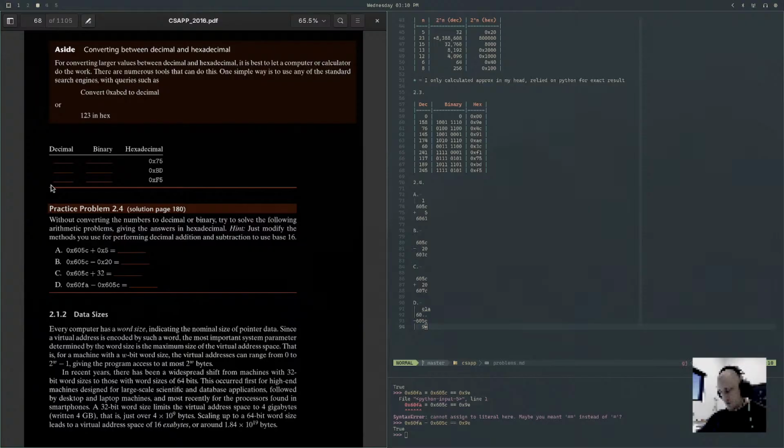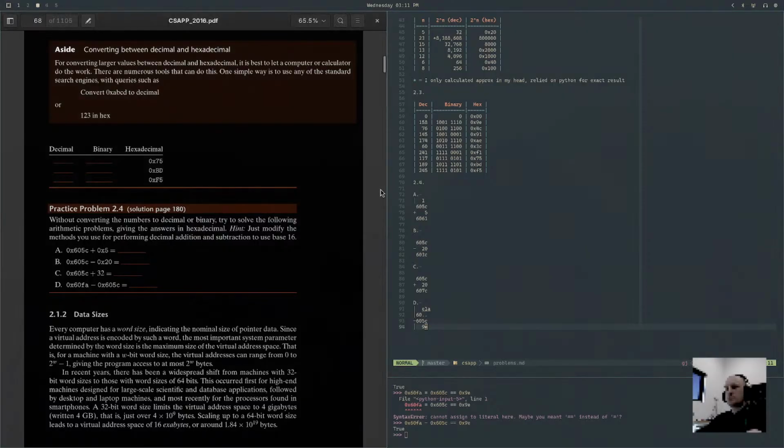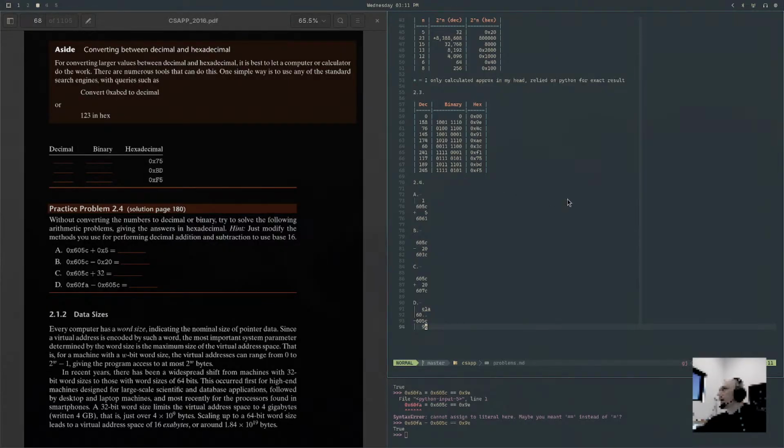Oh, wow. Chapter 2 goes all the way, it goes hard. The reading itself with practice problems goes all the way to 163. So we're not going to finish this chapter anytime soon. All right, I'm going to take a quick break here, and I'll be back in a minute.